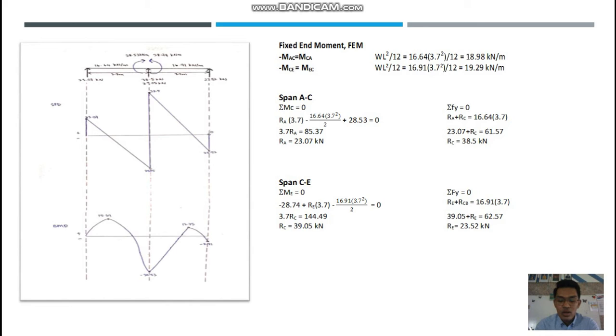And then we find the fixed end moment, and the value for each of these fixed end moments, FEM, we can draw a SFD and BMD, as you can see here.